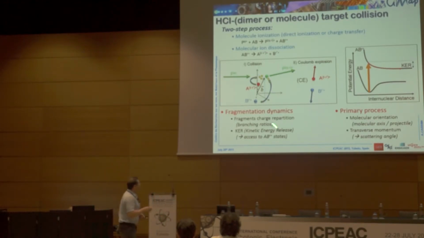So from the branching ratios between all the different fragmentation channels, or from the kinetic energy release, you can learn something about fragmentation dynamics. And from the orientation dependence of the cross sections, or from the scattering angle obtained from the transverse momentum, you can get detailed information on the primary process.